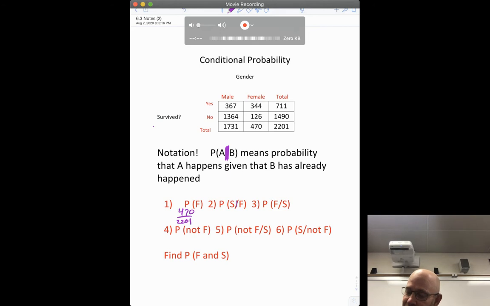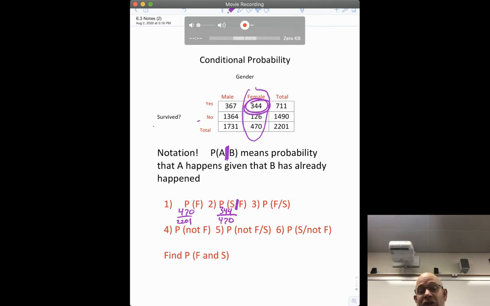This now says what's the probability of survived given female. So now this is a conditional probability. This is the new one, survived given female. So we are only considering the ones who are female. So the precondition that has to be met is that they're female. So we're only talking about 470 people right now. It's not out of 2201. So this one, by definition, is just going to be out of 470. And then it's what's the probability that they survive. These are the survivors. So it's 344 out of 470.